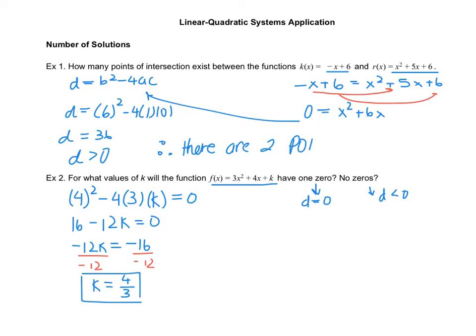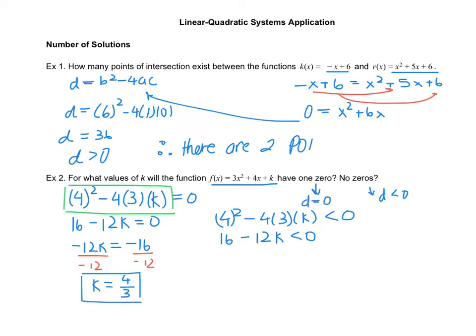But if I want no x-intercepts, I'm going to take this discriminant expression, and instead of equal to 0, I'm going to say less than 0. So 4 squared minus 4 times 3 times k, and you could have written the simplified version of 16 minus 12k, and that has to be less than 0. Now I'm going to clean it up again. Solving the inequality is exactly like solving a linear equation. There's just one little tweak that I will tell you in a minute. So we're going to bring the 16 over to the other side.